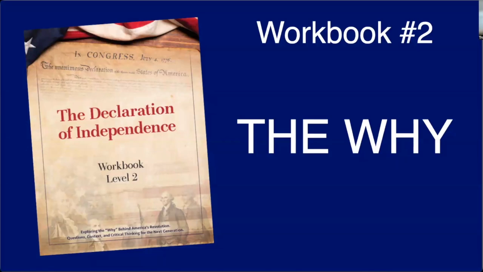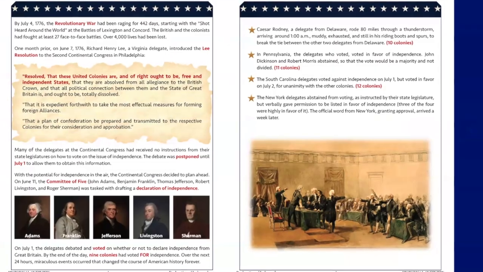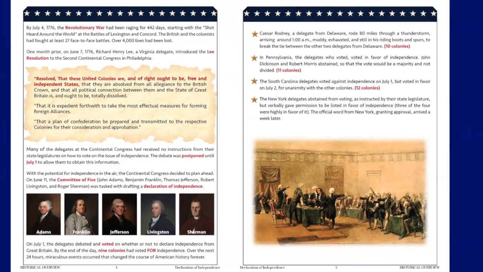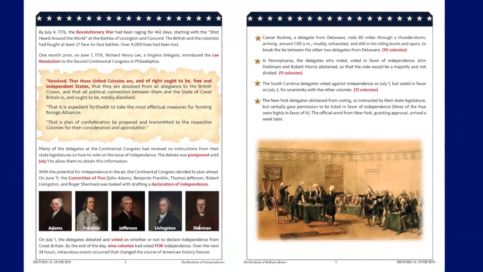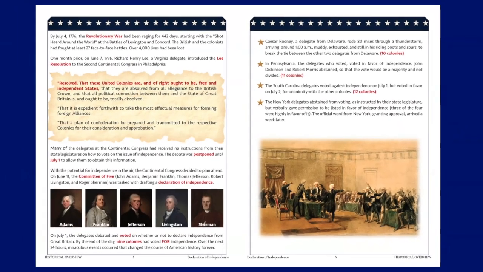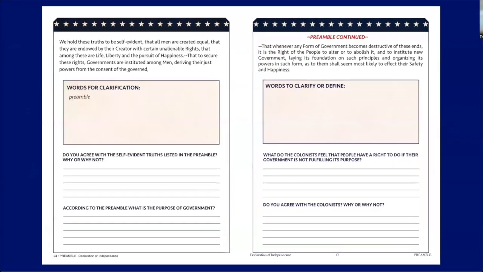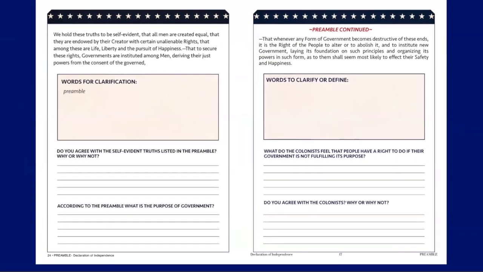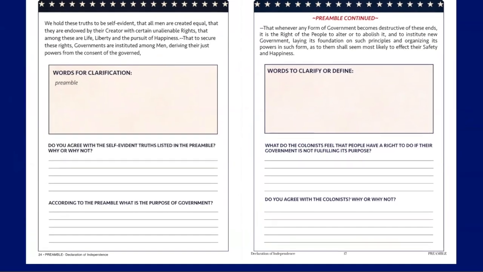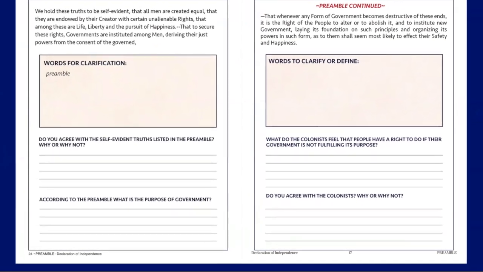Workbook 2 is about the why. This digs deeper and is probably for kids who are a little bit older, but I mean, you're the teacher, every child is different, you be the judge there. There's a lot more discussion involved in this. It also starts out with the Lee resolution, because that really is kind of the trigger where they said, we are going to declare independence. And then it includes a little bit more information than Workbook 1. Again, the text is broken down into little sections, and on each page there's plenty of space to write down and define unfamiliar words if you need to.